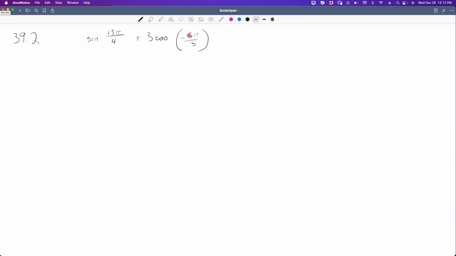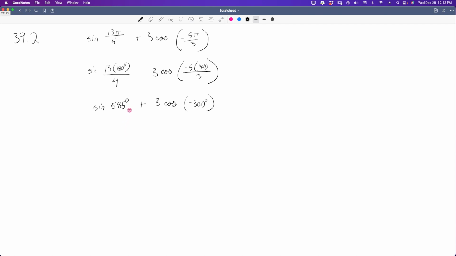So again, we're just going to substitute in 180 degrees for pi. So sine of 13 times 180 degrees over 4. 13 times 180 divided by 4, that's going to be the sine of 585 degrees. Plus 3 times the cosine. Now we have negative 5 times 180 over 3. So 3 times the cosine, negative 5 times 180 divided by 3 is going to be negative 300 degrees.